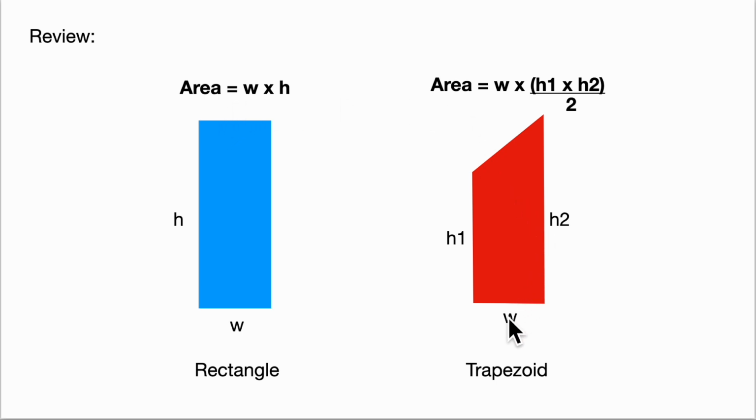For a trapezoid, if you remember, it's width times the average of the two heights. So we can say height 1 plus height 2, over 2. Sorry, that's not a times, that's a plus. So we average these two heights together. If this is 5 and this is 7, we just say 6 times the width. Or we can add them together, then divide by 2, then multiply by the width. So let's look at an example of that.